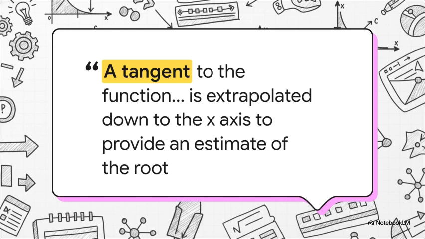Just imagine you're standing right on the curve of your function. You look at the slope right beneath your feet, and you lay down a straight physical slide matching that exact angle. You slide all the way straight down until you hit the flat ground, the x-axis, and where your feet touch the ground, that is your brand new, much better guess.